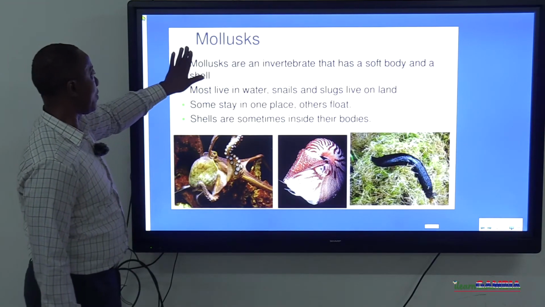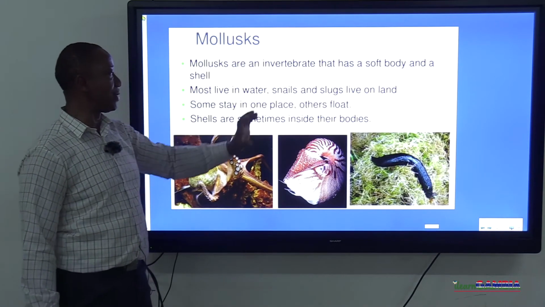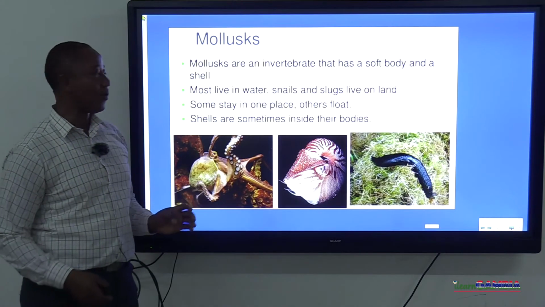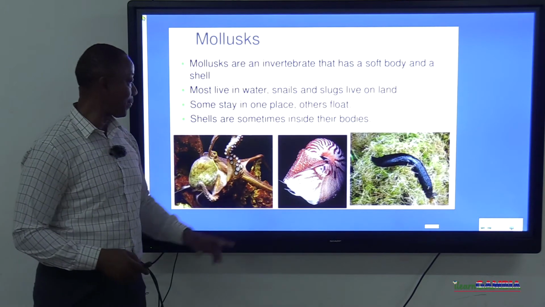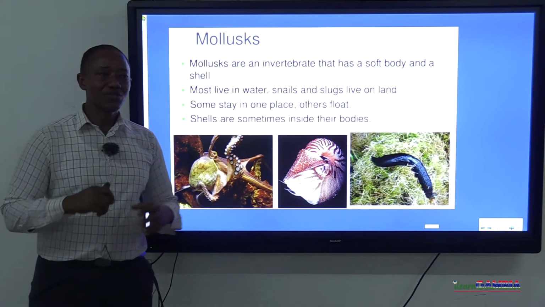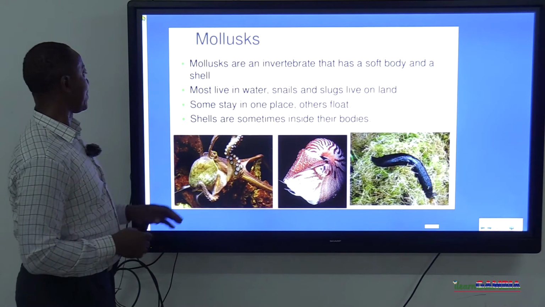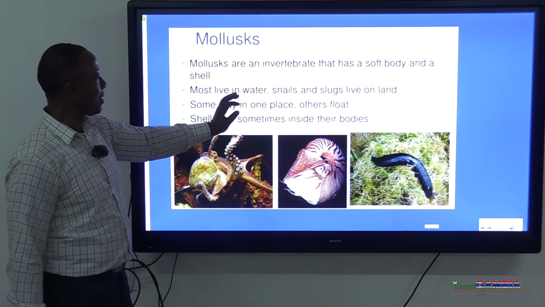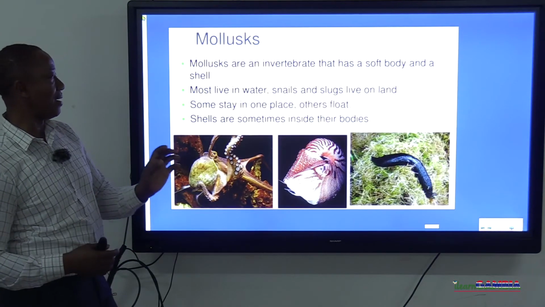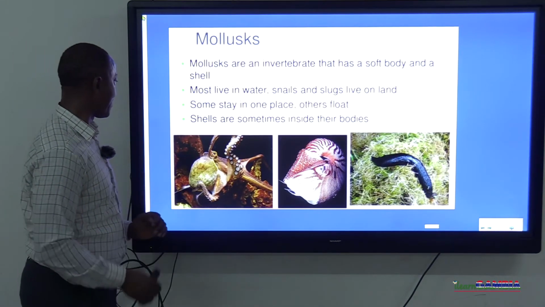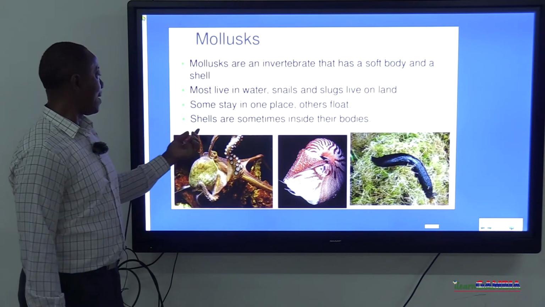The first group we have is the mollusks. These are invertebrates that have a soft body and a shell. Now, if you look at a picture of a mollusk, like the ones we have here, they have a soft body, and for protection some of them produce a shell, and that helps to protect them. Most of them live in water. Others, like the snails and the slugs, live on land, but they must live where it is moist or wet. Some stay in one place and others float in the water.